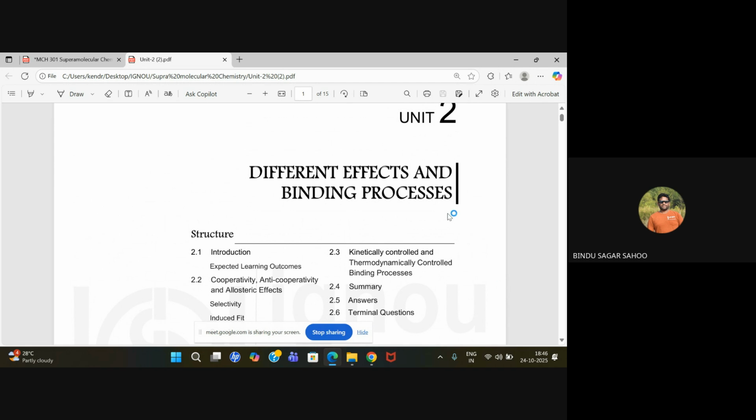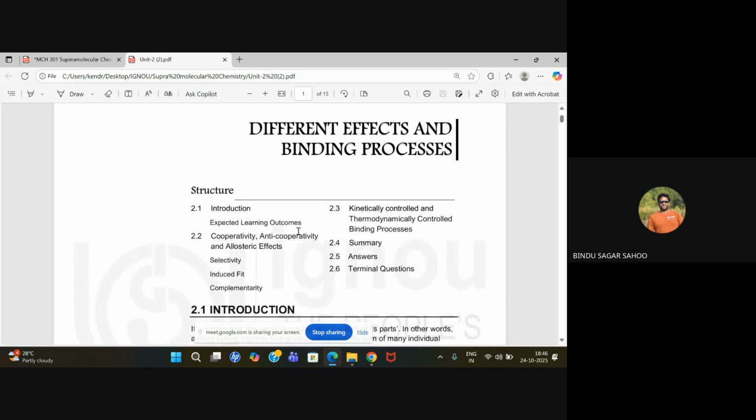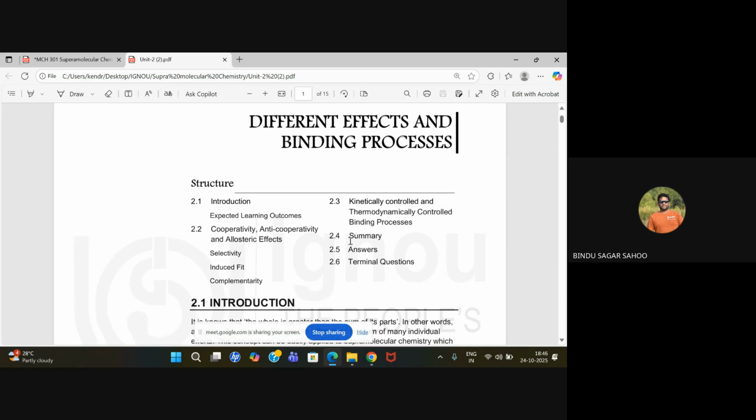The condition can be such that it supports further addition of guest molecules, or it may be such that it cannot support further addition of guest molecules. If it supports the further addition of guest molecules, it is treated as a cooperative effect. If it doesn't support it, we treat it as an anti-cooperative effect. Then after the interaction, we need to observe whether the binding process is thermodynamically stable or kinetically stable. So one by one we'll discuss.